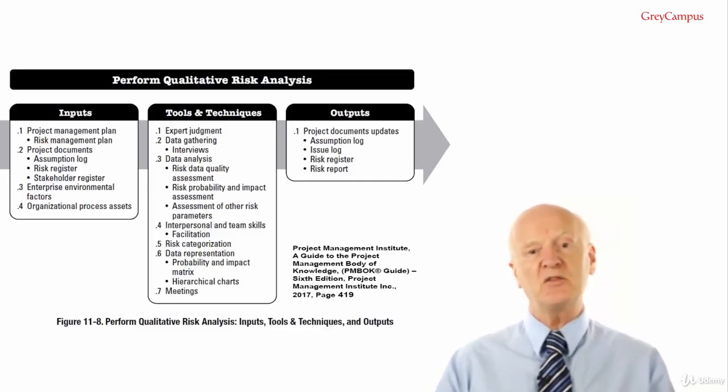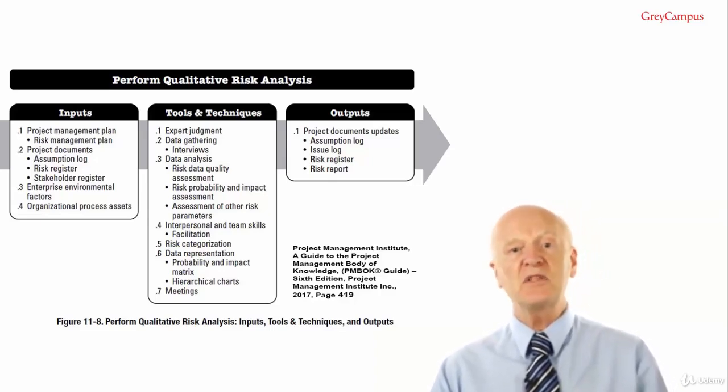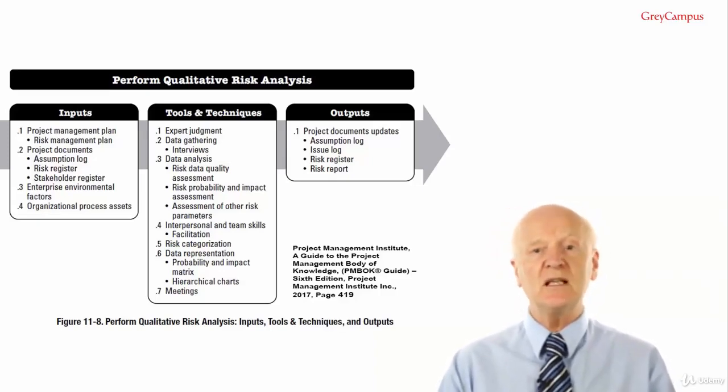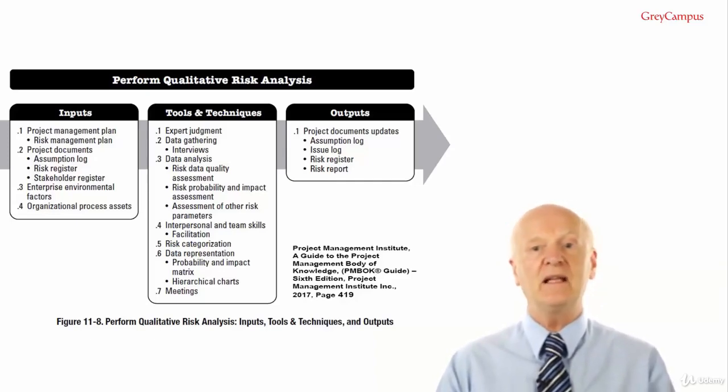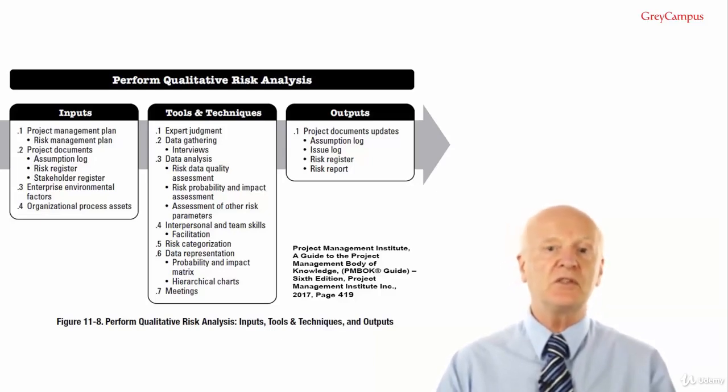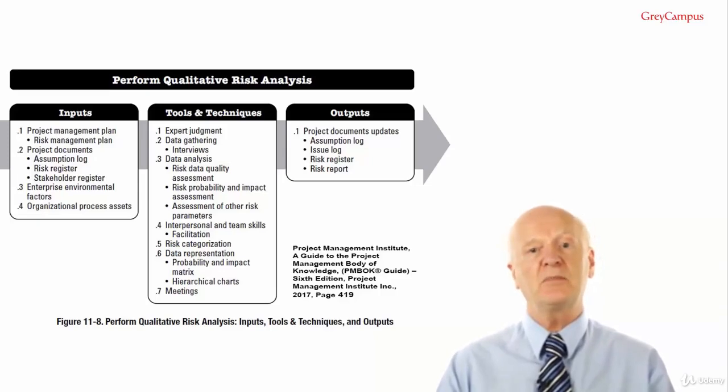Perform qualitative risk analysis inputs. Input number 1 is the project management plan. The risk management plan is included in the project management plan. Of particular interest to the perform qualitative risk analysis process are the roles and responsibilities for conducting risk analysis, the budgets for risk management, schedule activities for risk management, risk categories, often defined in a risk breakdown structure, definitions of probability and impact, probability and impact metrics, and stakeholders' risk thresholds. These inputs are often tailored to the project during the plan risk management process.